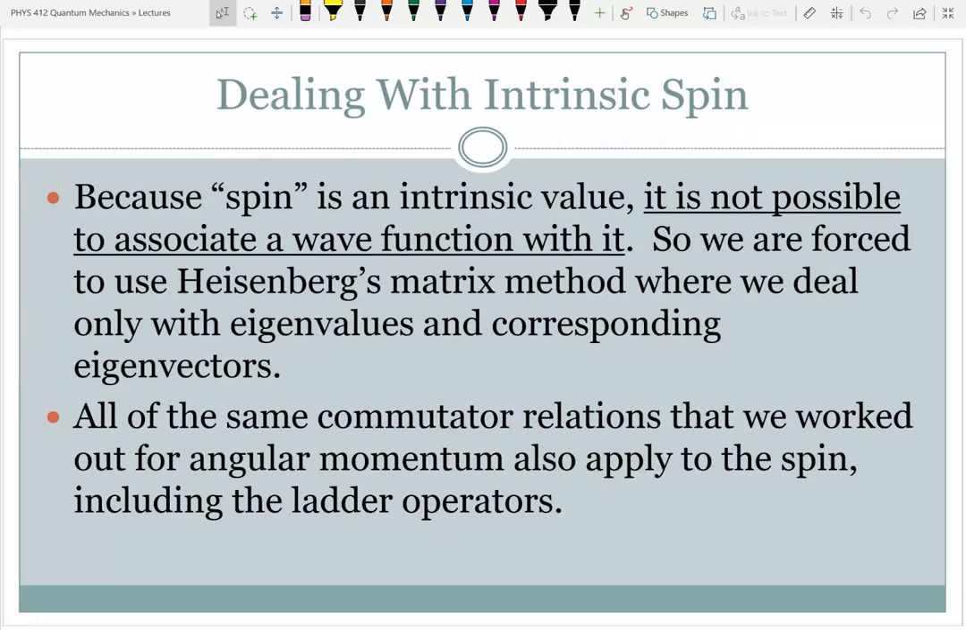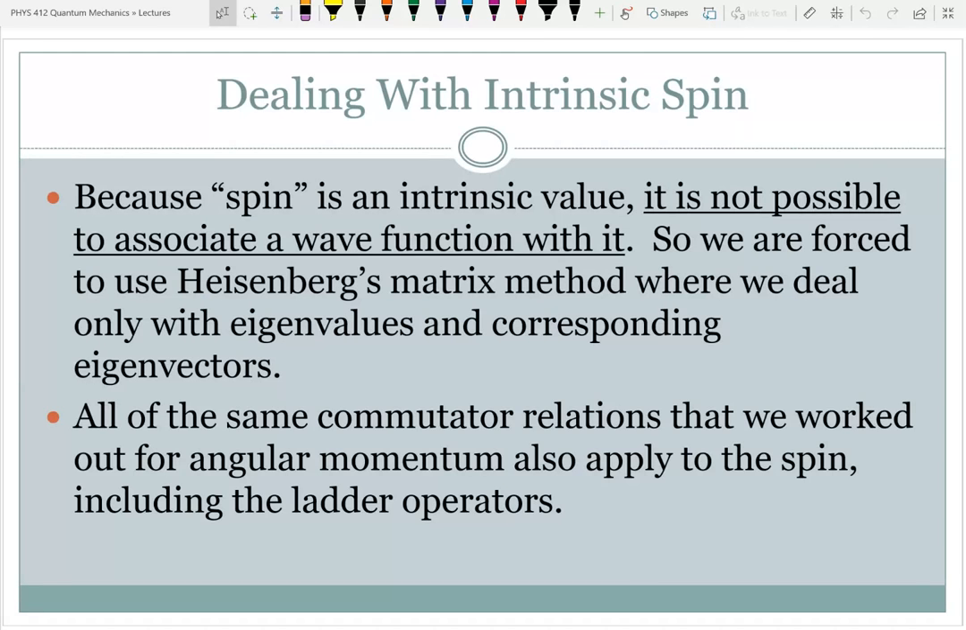Okay. Spin is now an intrinsic value. What that means is it's not possible for us to have a wave function for spin. All of our Schrodinger equation stuff cannot be applied to spin because it's just an intrinsic property. So instead, we are forced, I say forced because I far prefer to use the linear algebra techniques of Heisenberg.